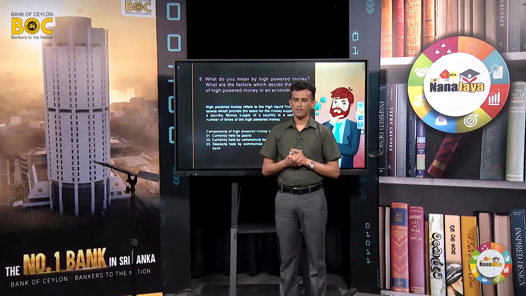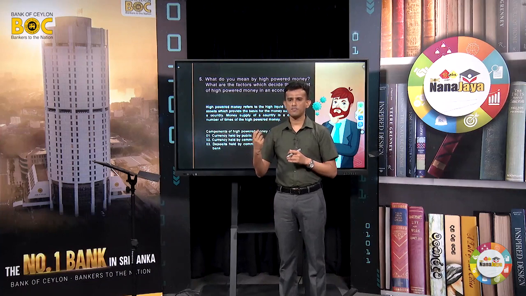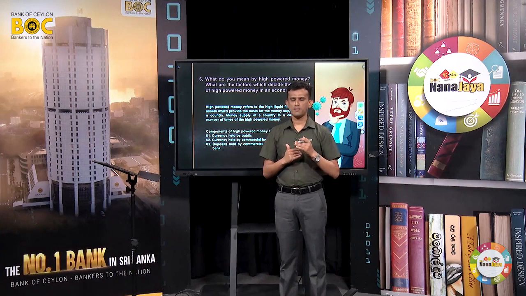So, say the central bank is offering a 1,000 million loan to the government. It creates an asset called loans offered to the government worth 1,000 million in the central bank's books, and through that the currencies are released to the government. Like this, by acquiring various assets only, the central bank is releasing this high-powered money to the economy.